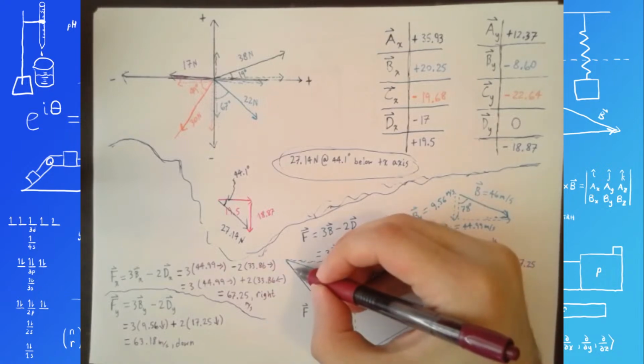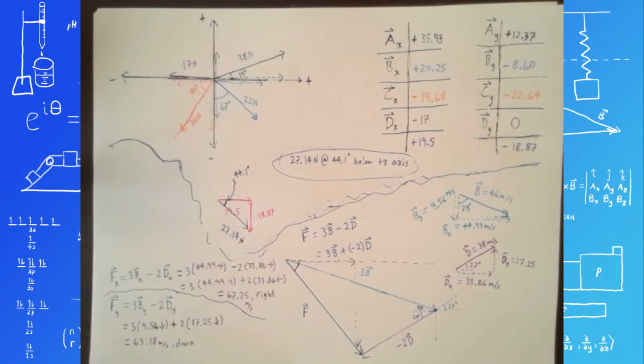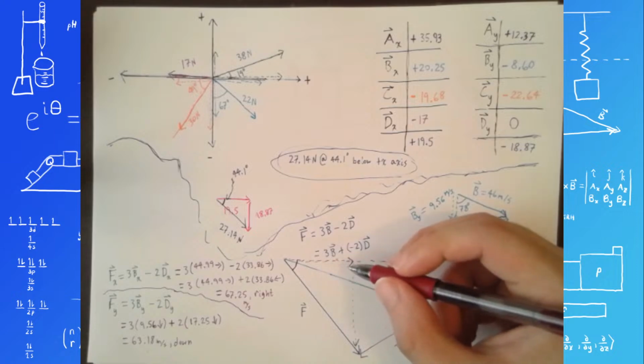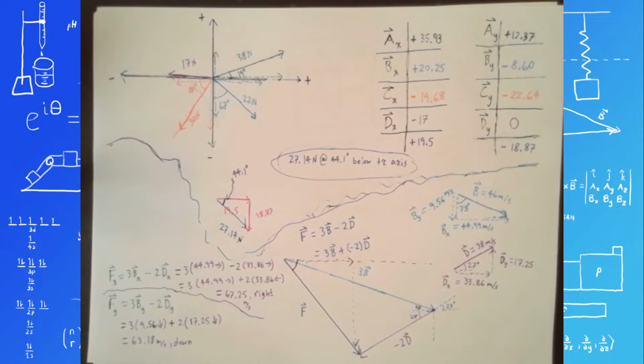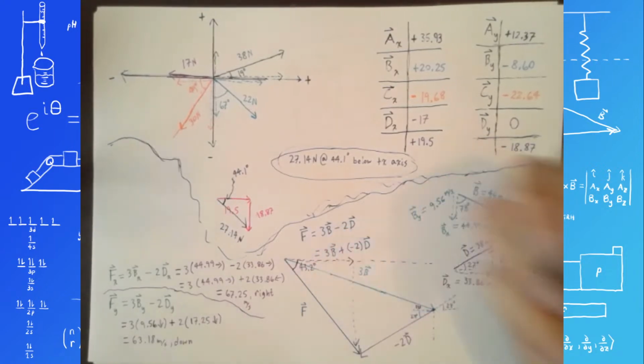Anyway, if I want to figure out this angle, the angle made with the horizontal, then I can just do opposite, the vertical component, over adjacent, the horizontal. So we would do 63.18 over 67.25 equals tan theta. Inverse tan of 63.18 over 67.25. And I'm getting about 43.2 degrees.